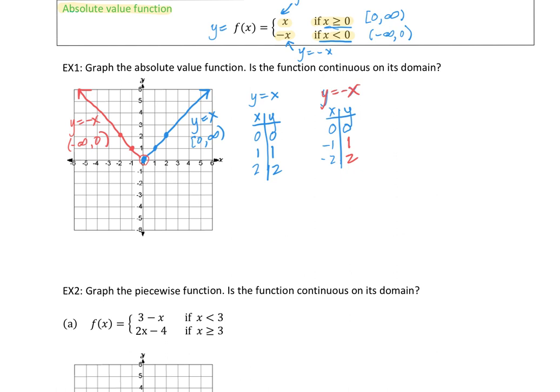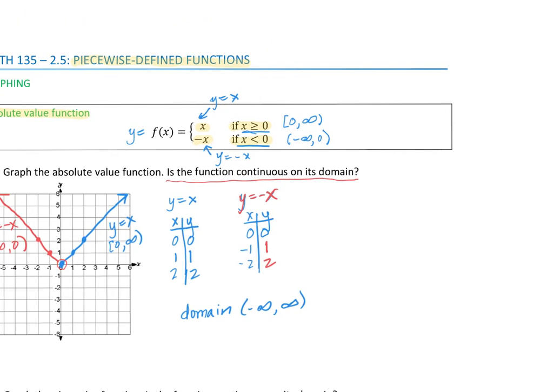The rest of example 1 says, is the function continuous on its domain? Well, what is its domain? I see that the domain from the graph is going to be negative infinity to positive infinity. Now, I actually didn't have to look at the graph. I could have gone back up to my intervals.